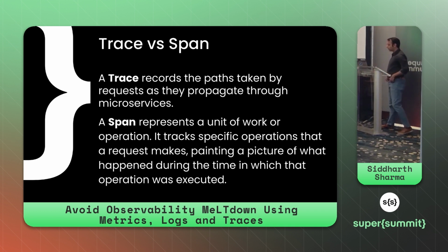Okay. An important thing about observability, and this is where it gets interesting, is distributed tracing, right? So logs and metrics everyone knows. But distributed tracing is something that I've seen companies do not invest in. Okay, what is distributed tracing? Distributed tracing involves two things: traces and spans. A trace records the path taken by the request as it propagates through different microservices. A span is a single unit of work within that trace.